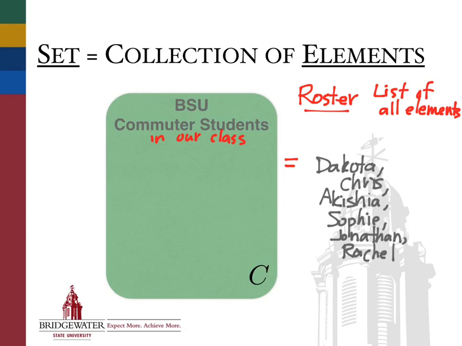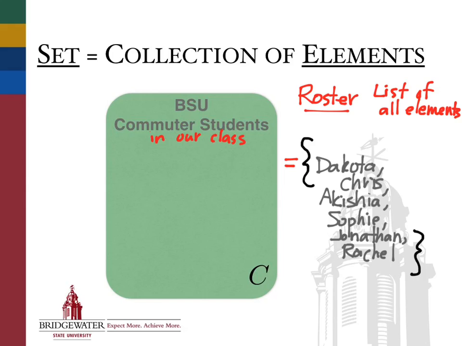And the only difference between that list and a roster is one more piece of notation that goes on the outside. It actually takes a little bit of practice to draw correctly. Curly braces. Okay. So the roster notation for a set is nothing more than a list of all of its elements with curly braces around the outside.